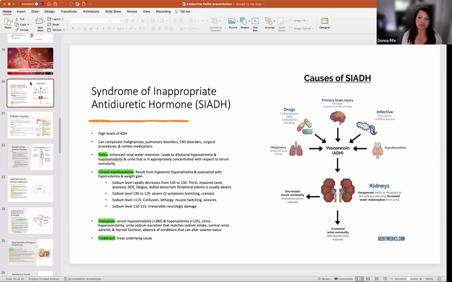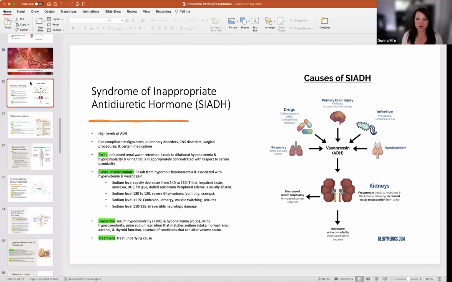Pathophysiology: there's enhanced renal water retention, which leads to dilutional hyponatremia and hypoosmolarity, and the urine is inappropriately concentrated with respect to serum osmolarity. Clinical manifestations: these result from hypotonic hyponatremia and are associated with hypervolemia and weight gain. Sodium level rapidly decreases from 140 to 130.